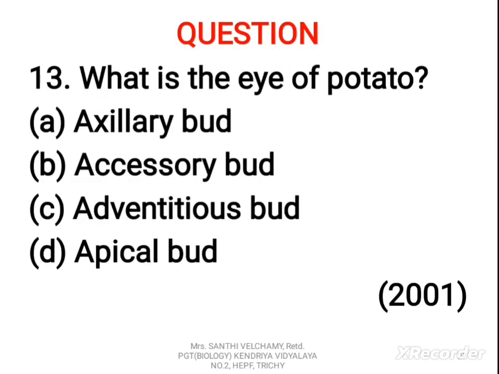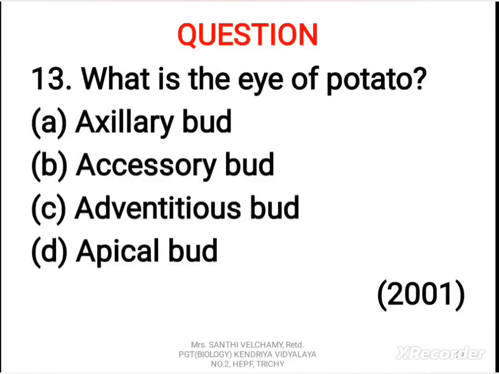Now next one. What is the eye of potato? A. Axillary bud, B. Accessory bud, C. Adventitious bud, D. Apical bud. Now let us see the correct answer. So A. Axillary bud is the correct answer. A tuber is the swollen tip of underground branch. Tubers are round or oval in shape. Each tuber has many notches on the surface called eyes. These are in fact axillary buds which grow into plants during favorable conditions. You must have observed sprouting potato at your home, children.